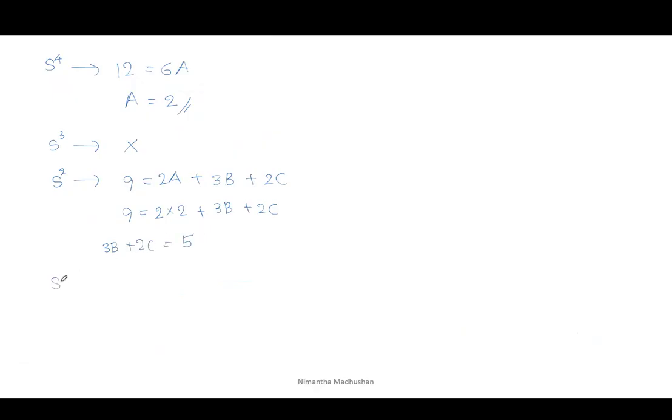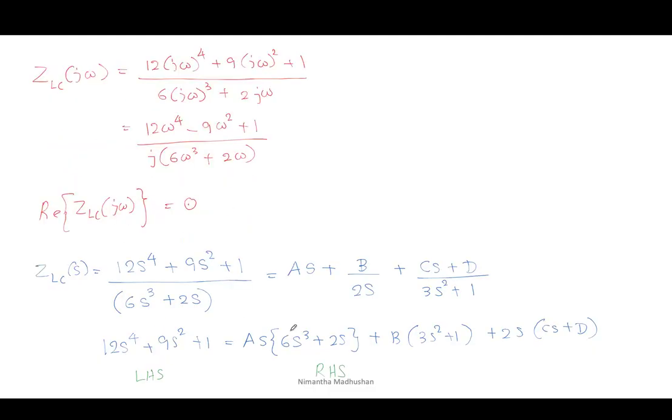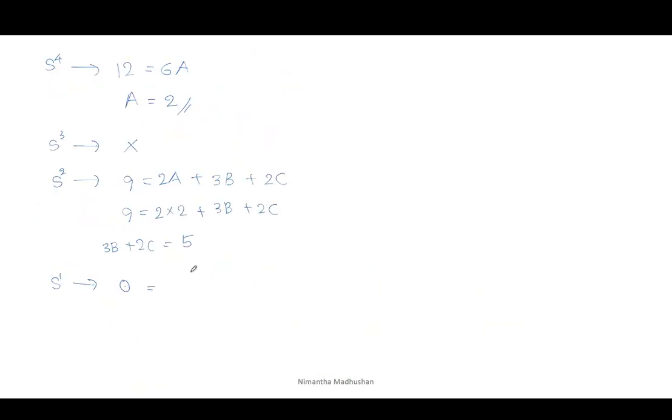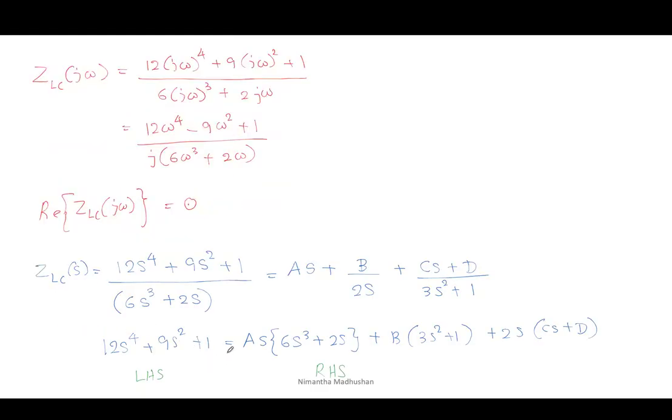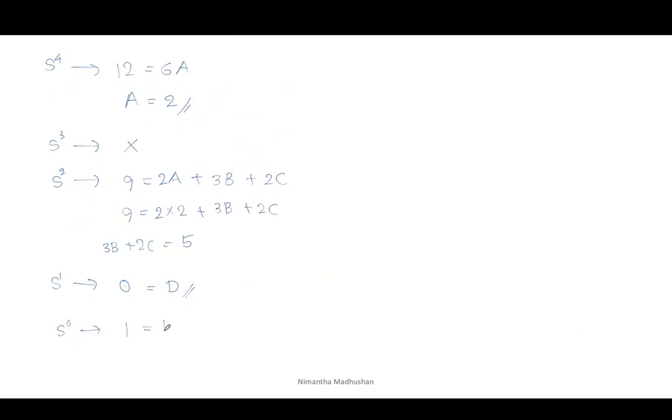Then I consider s to the power 1. From the left side, value is 0. From the right side, it is equal to D. Value of D is equal to 0. Then s to the power 0. 1 is equal, from the left hand side, value is 1, and from the right hand side, value is B. The value of B is 1.